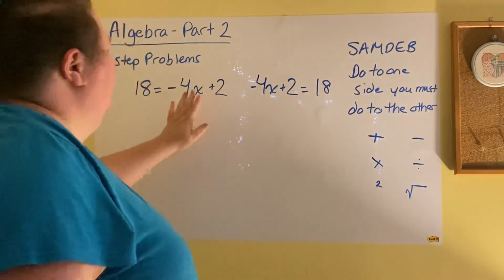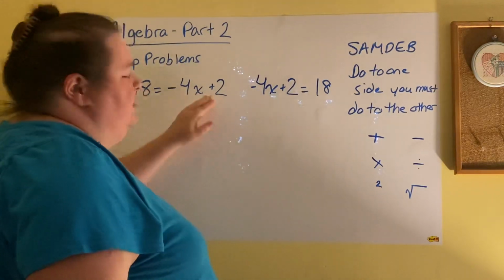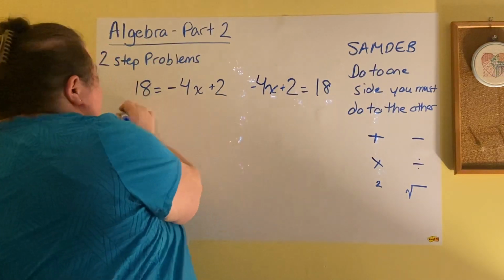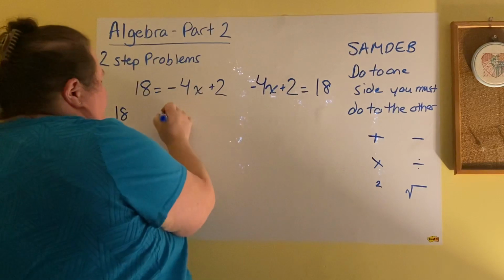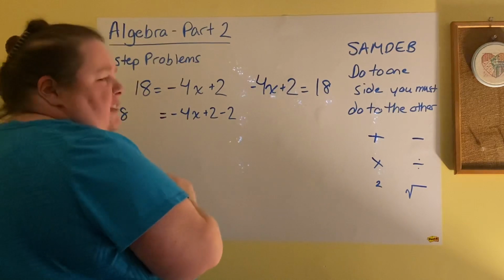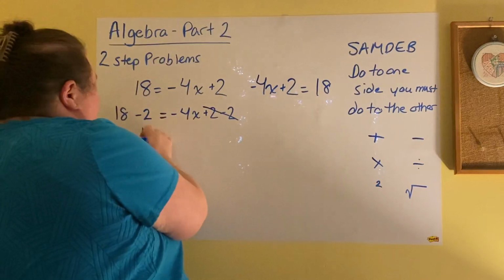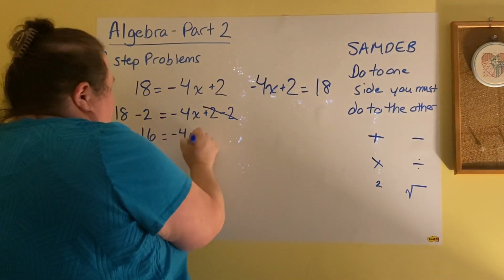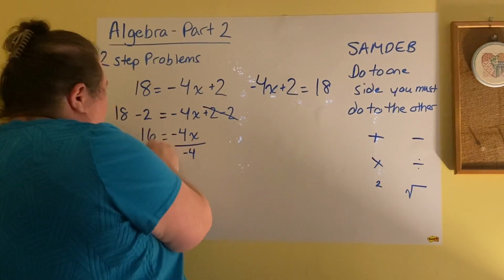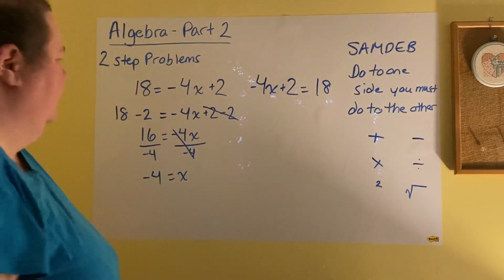So looking at this, I have a multiply by a negative 4, and I have an add 2. So the first thing I've got to look at is, I've got subtracting and adding, so I've got to deal with that first. So I've got to remember to take away 2 to cancel those out. And again, if I take away 2, I've got to take away 2 over here, and I end up with 16. And then I'm going to have to divide by negative 4 on both sides. And I'm left with negative 4 for my x.